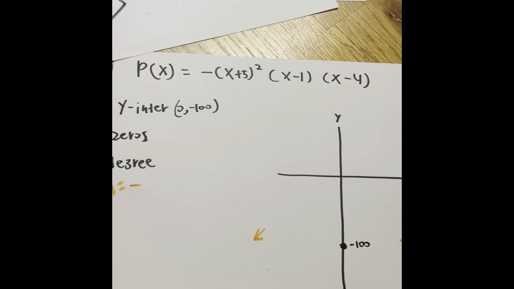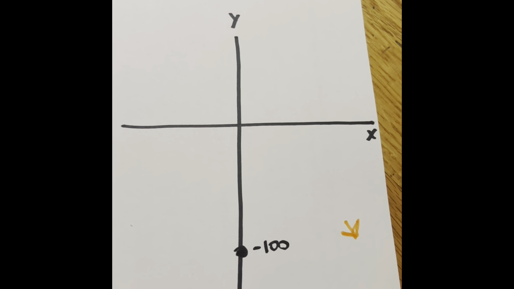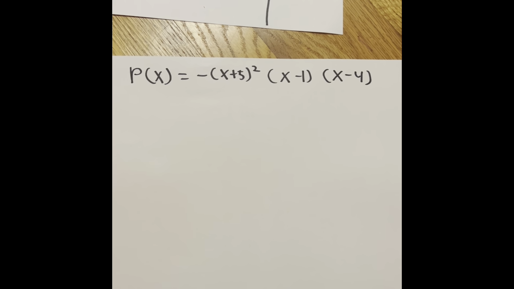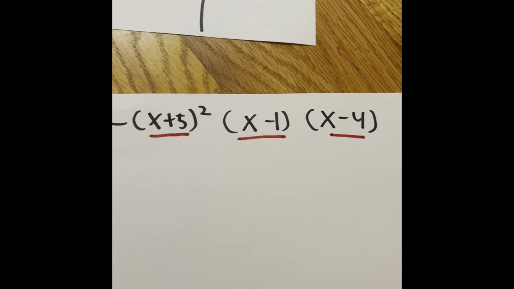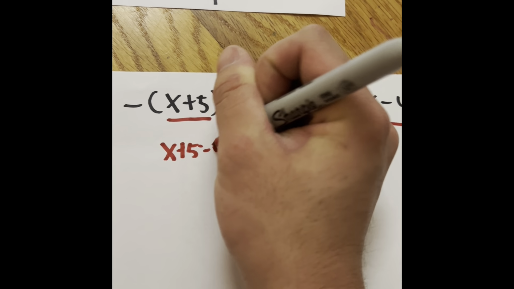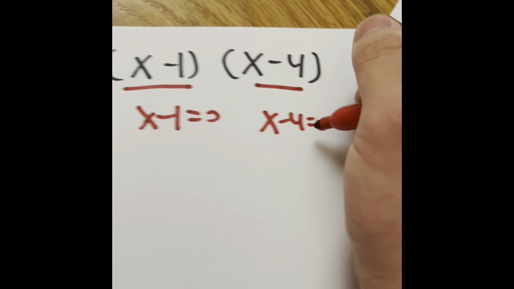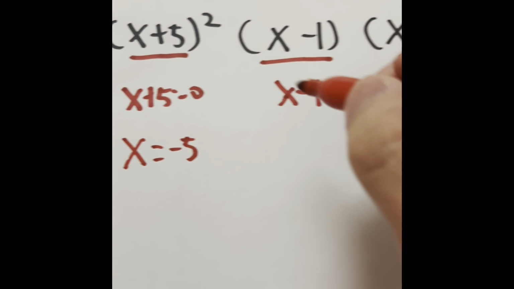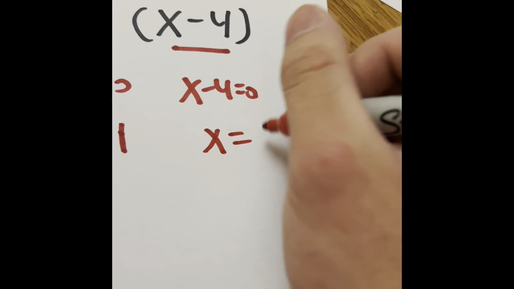Where is the polynomial going to strike the x-axis? In order to do that, we need to find the zeros. So let's start bringing it down to the zeros. We have 3 factors. Let's try it out. x + 5 = 0, x - 1 = 0, and x - 4 = 0. For x + 5 = 0, x equals negative 5. For the next one, x is going to equal positive 1. And on this side, x is going to equal positive 4.